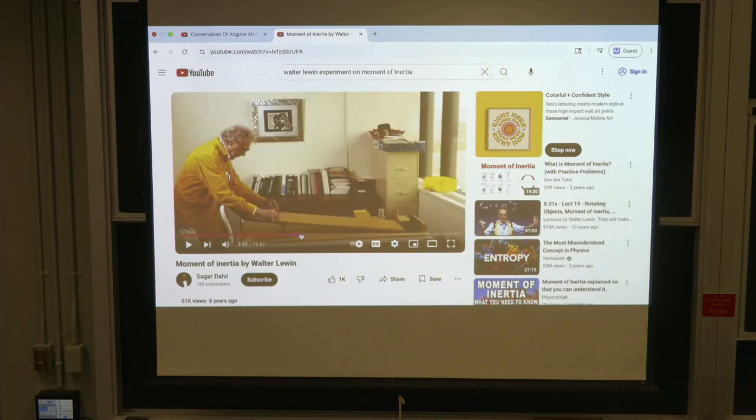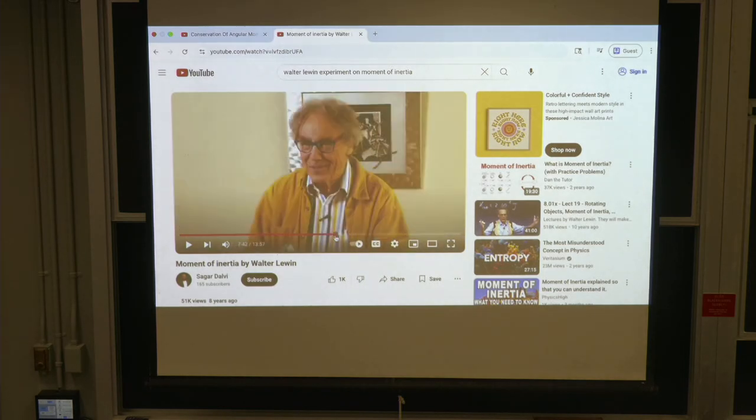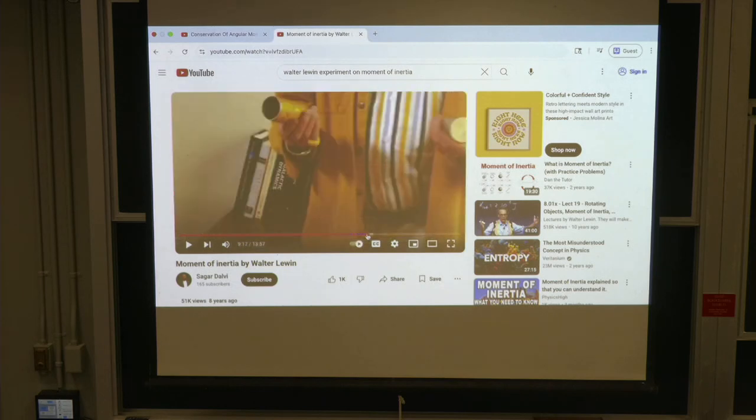So what he does in this experiment is that he rolls cylinders with different moments of inertia down an incline. Like this and this, having the same radius but different mass distribution, so different moments of inertia. And you can guess which cylinder wins the race depending on the moment of inertia of the cylinder. So basically telling you that the mass distribution matters. So that's an interesting video to watch. I will link it in the course website.